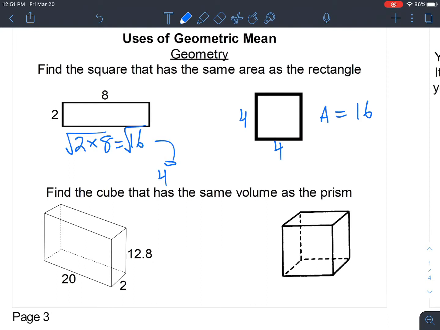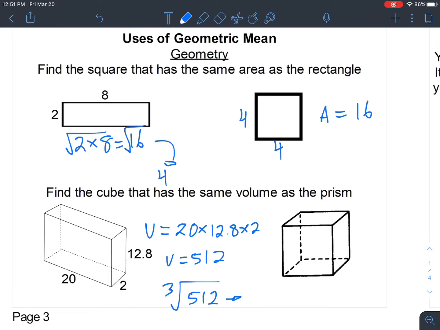Find the cube that has the same volume as the prism. If we multiply the three values together to find the volume, this one here, 20 times 2 times 12.8, is going to get us 512. Now, if we were to do the cube root of 512, give me a second here, that's going to become 8. So a cube that has side lengths of 8 is going to get us the exact same volume as the prism over here on the left side.